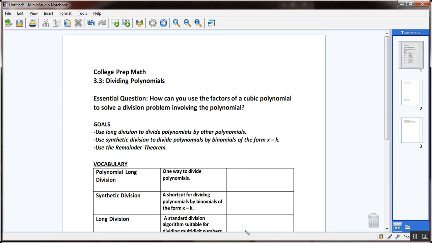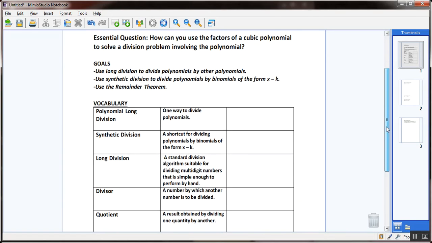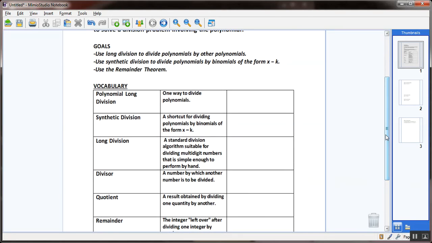All right. So there are three things that we need to accomplish in order to answer this question. First one, we're going to use what? Long division to divide polynomials by what?